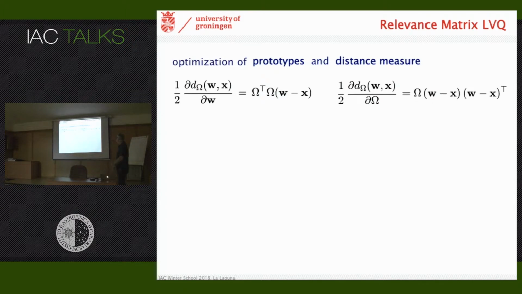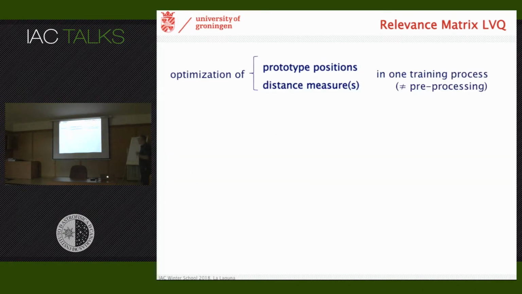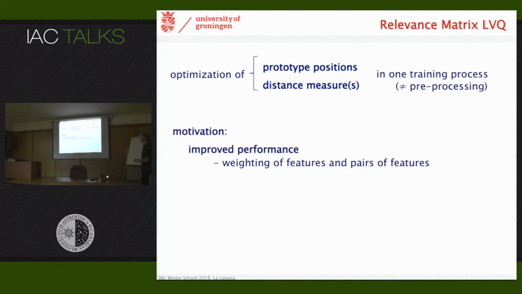Okay. How do I train? Well, I optimize prototypes and distance measure according to the gradient of the cost function with respect to the prototypes and with respect to the matrix omega, the elements of the matrix omega. And you can work that out, and you get a clean stochastic gradient descent-based optimization that gives you a good solution, and here's the full form, don't look at it, which means as much as look at it. But don't try to remember this at all. Okay. So we optimize prototypes and the distance measure in the same training process.